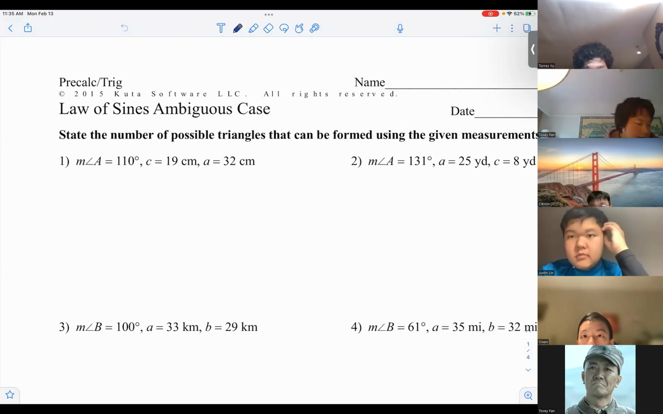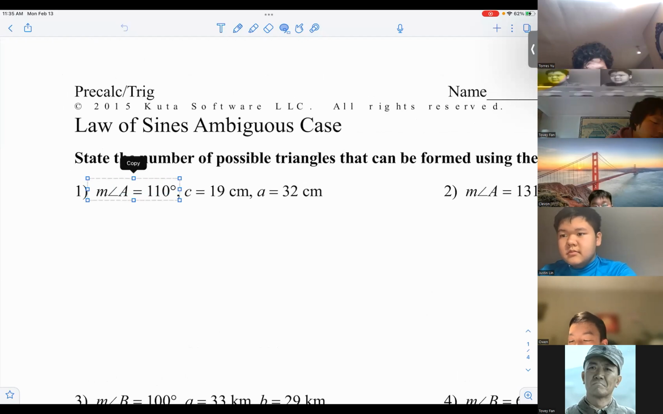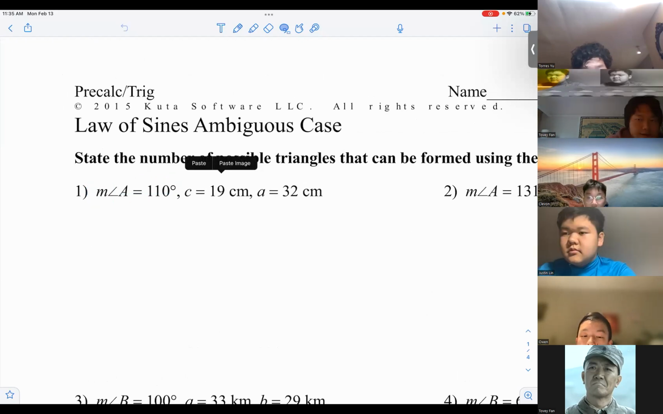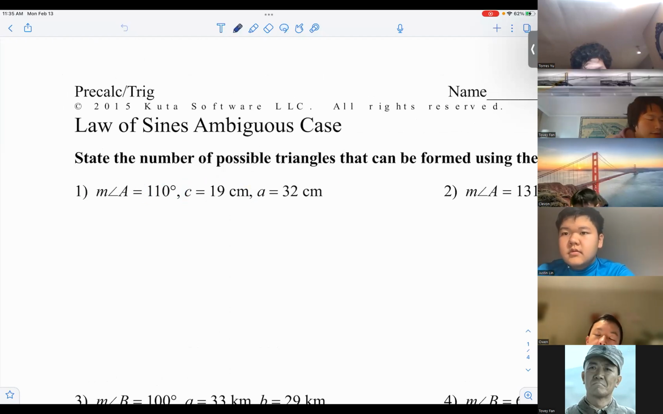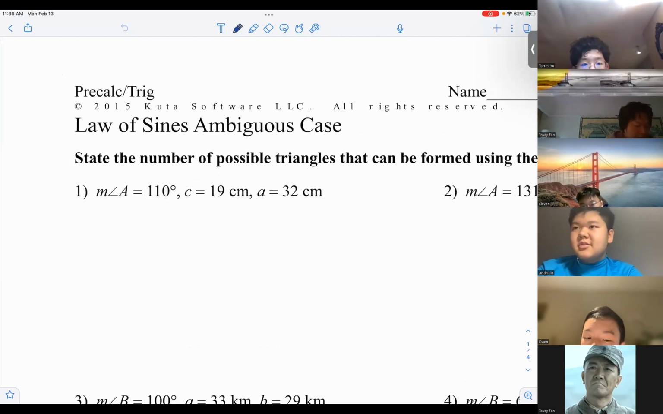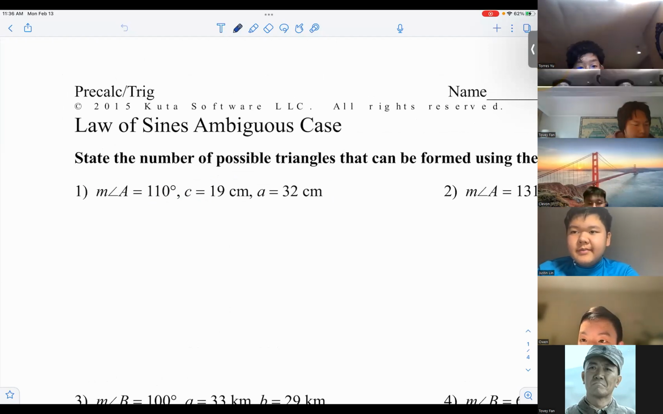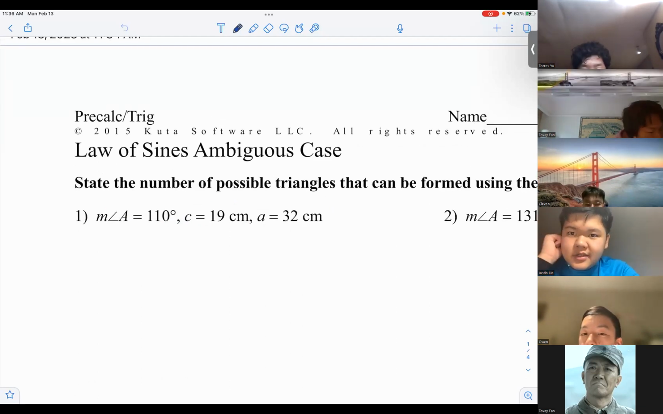So Justin, could you first give me an equation using law of sines? This means angle A, M means measure, okay? The measure of angle A is 110 degrees, and then side C inside A is 32. This is called law of sines, okay?